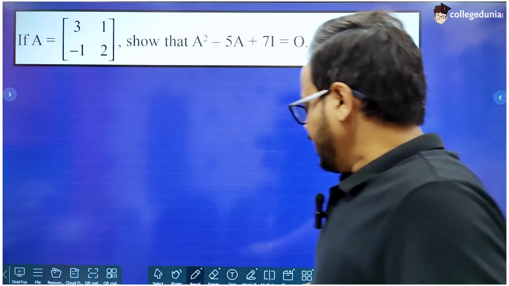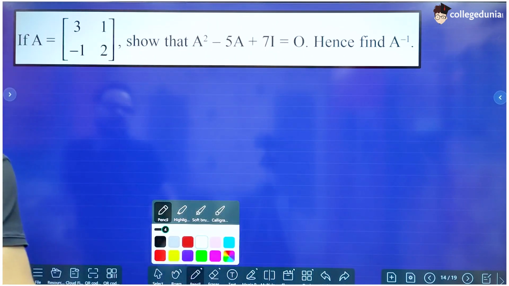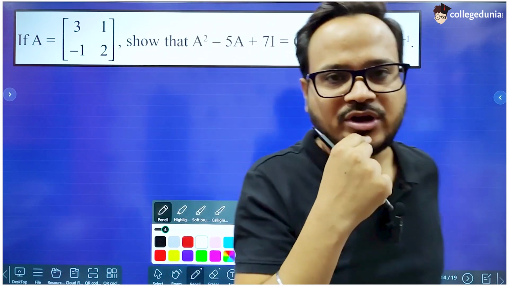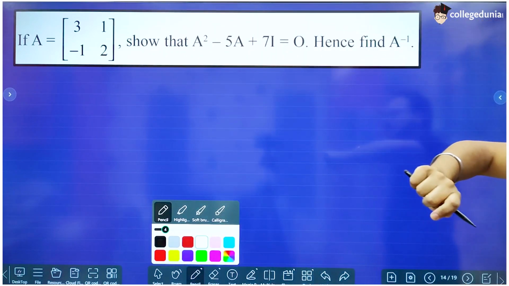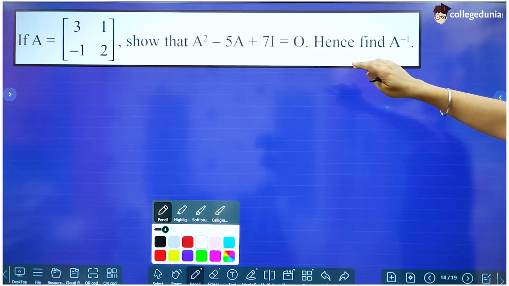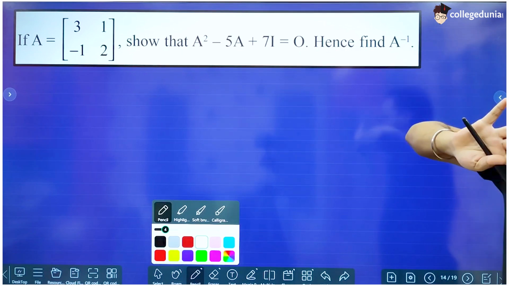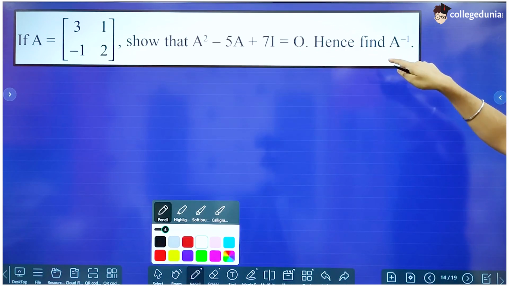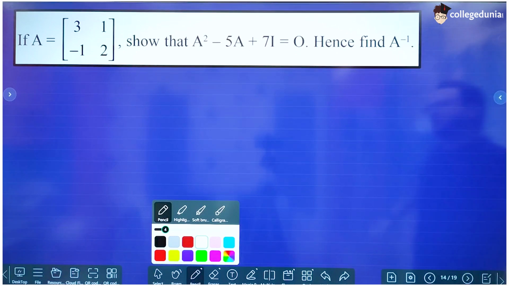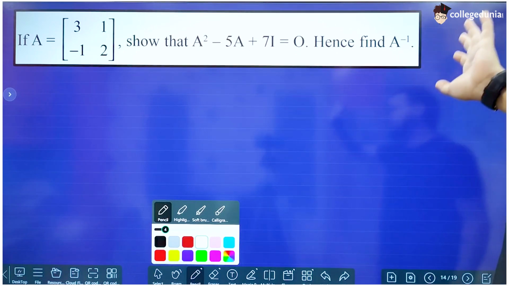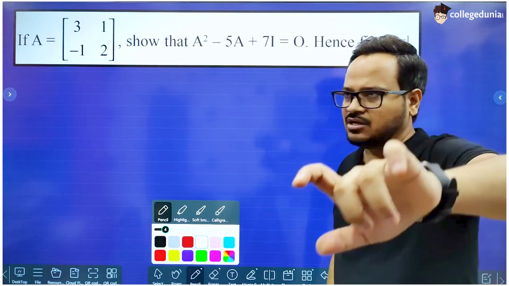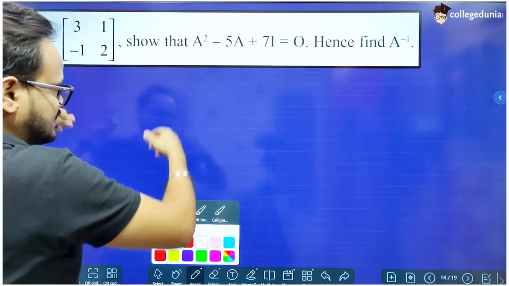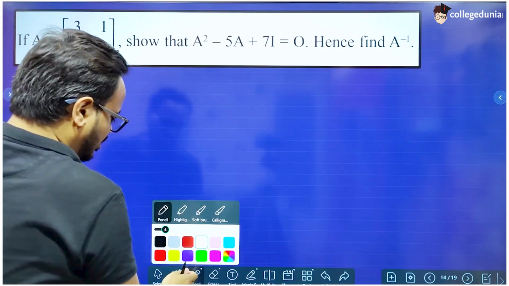Okay, there are other methods also to find the inverse. For example, in this particular question from the NCERT textbook, it is given that that particular matrix is satisfying this equation, and hence find A inverse. So if it is written that hence find A inverse, which means we don't have to find the inverse using the usual method that we have just learned. We have to find the inverse using the data which is given in the question.